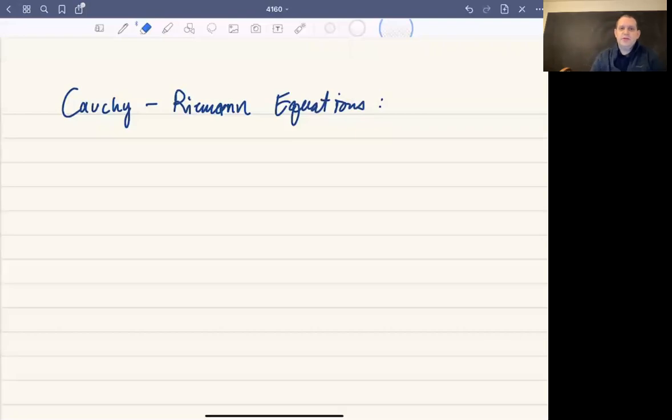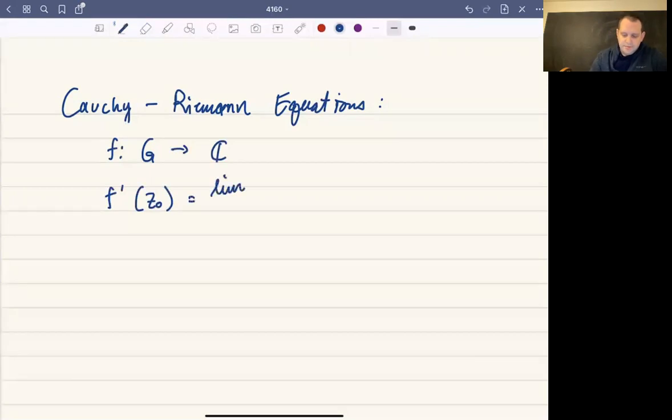In this video, I want to talk about the Cauchy-Riemann equations, which are a set of equations which relate partial derivatives of a function from one variable to another. What I want to do first is remind you that if f is a function which maps some set G to the complex plane C, then the derivative at some point z naught, where z naught is in G, is defined as the limit as z approaches z naught of f of z minus f of z naught, all over z minus z naught.